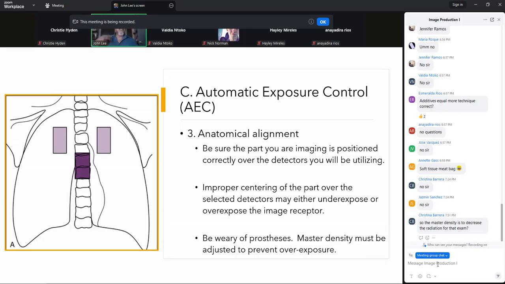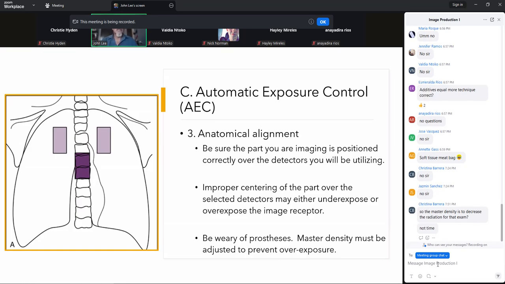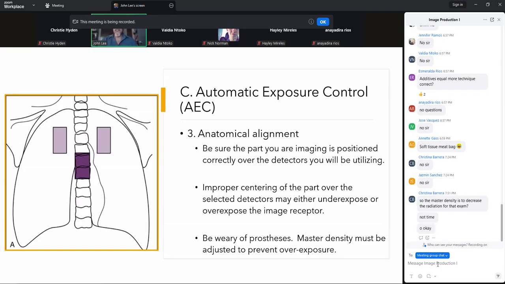Yes, the master density increases or decreases the amount of radiation for that exposure. It does so by lengthening or shortening the time, which we'll talk about in a second too, because that is another factor that we have to look at.